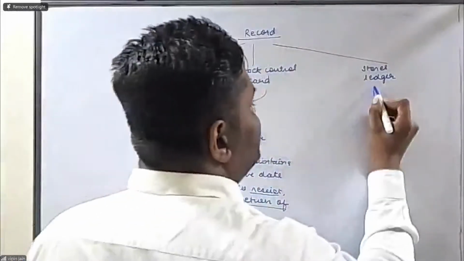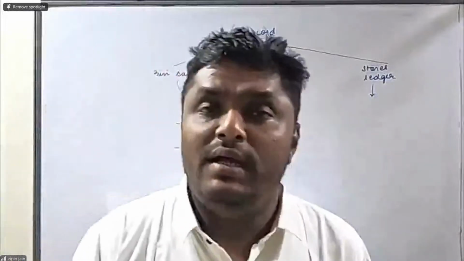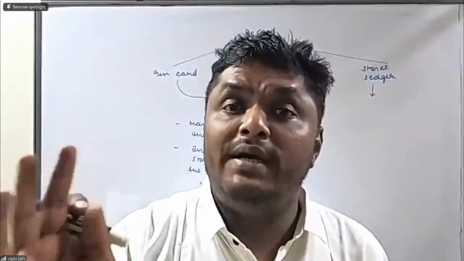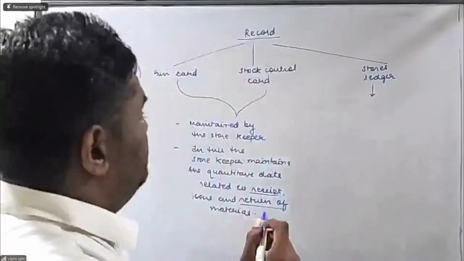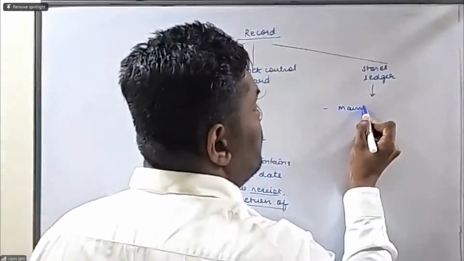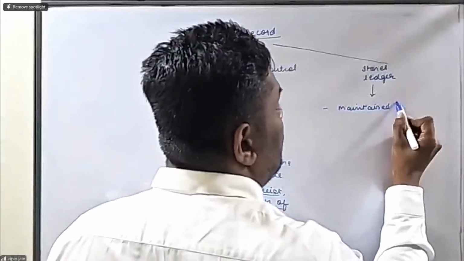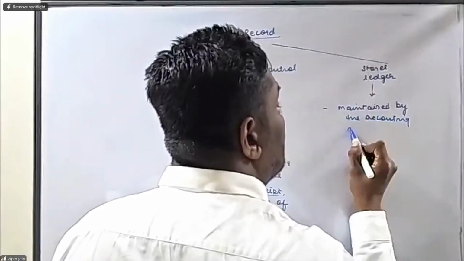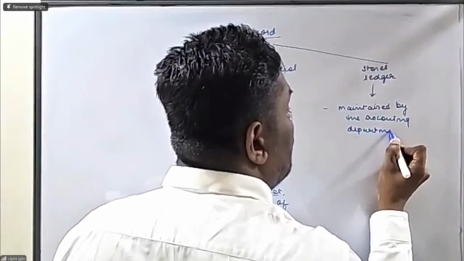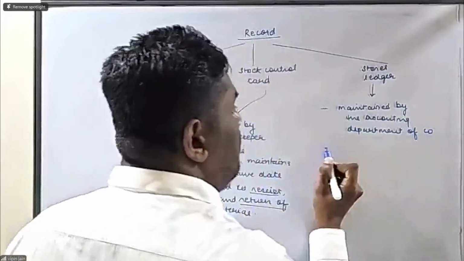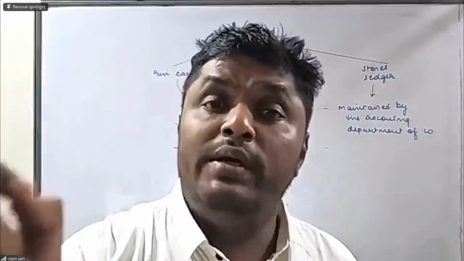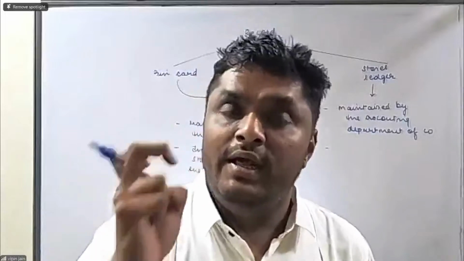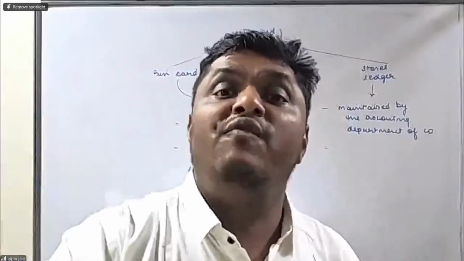Now, when talking about the stores ledger, it is not maintained by the storekeeper, but it is maintained by the accounting department of the company. Further, it contains the quantitative data and monetary data relating to receipt, issue, and return of material. That is, how much quantity was issued and what will be its value.